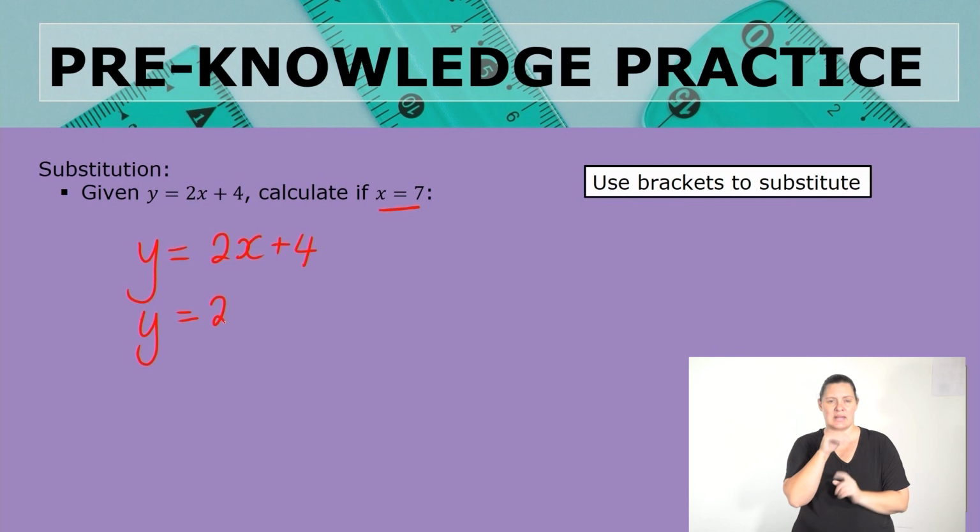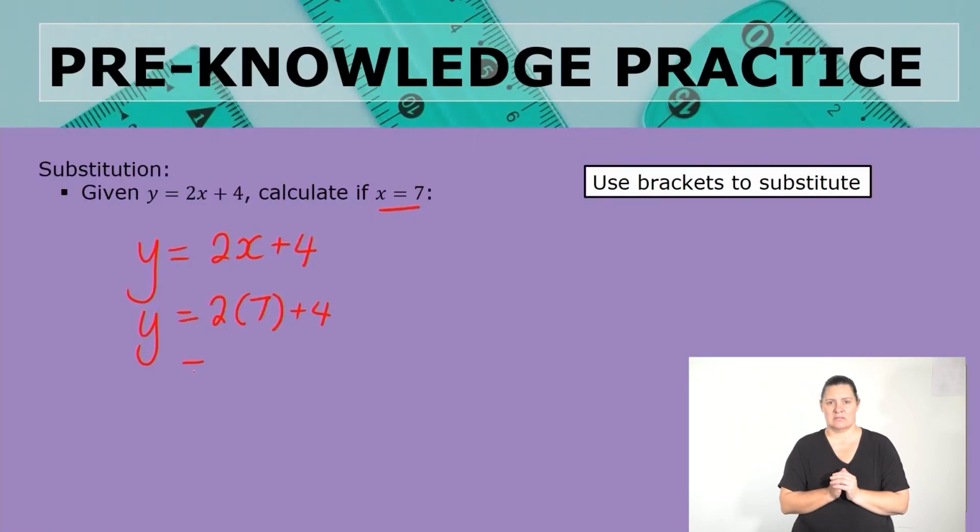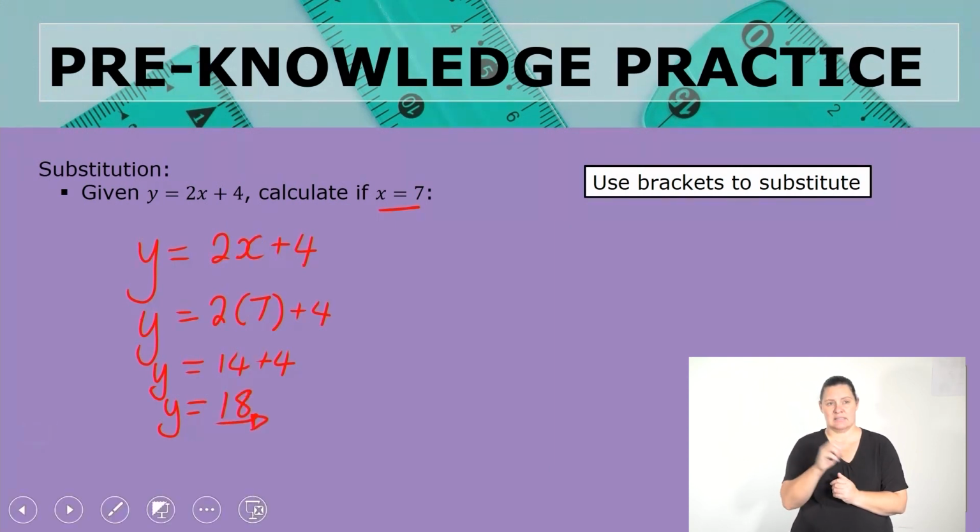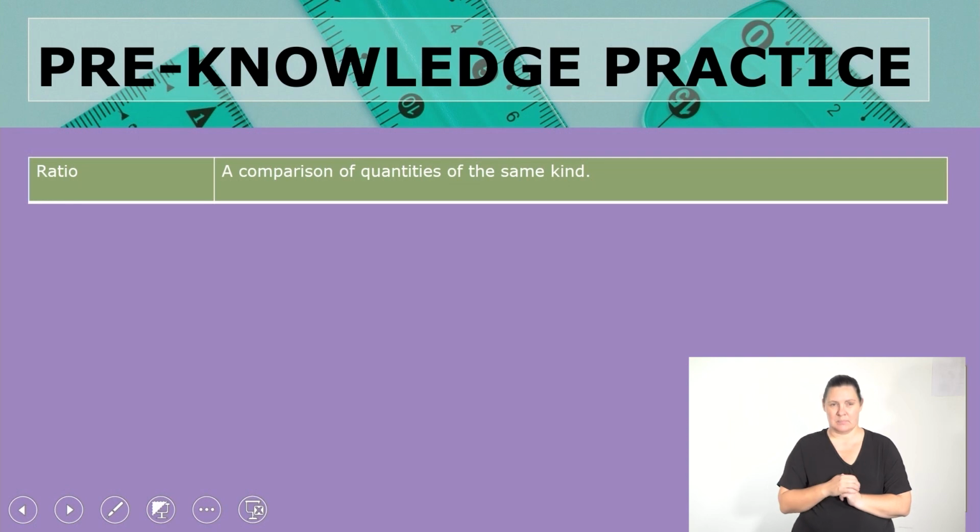This means that in the place of x, I am going to put in 7. Why? Because they are equivalent. They are equal. Two times 7 is 14. When we add the 4, we have an answer of 18. All right, let's move on to the next one.